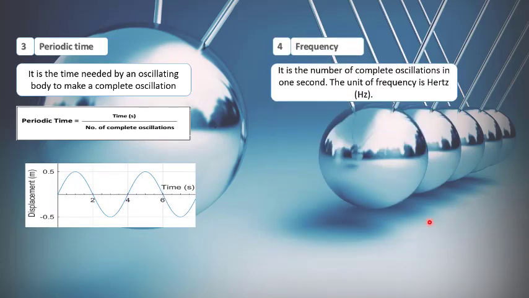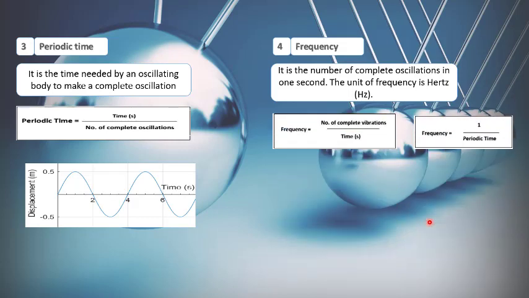Frequency is the number of complete oscillations in 1 second. The unit of frequency is Hertz. Frequency can be calculated from this law, number of complete vibrations over time. As we notice here, the law of frequency is the opposite of the law of periodic time. So we can calculate frequency from another law, which is frequency equals 1 over periodic time.